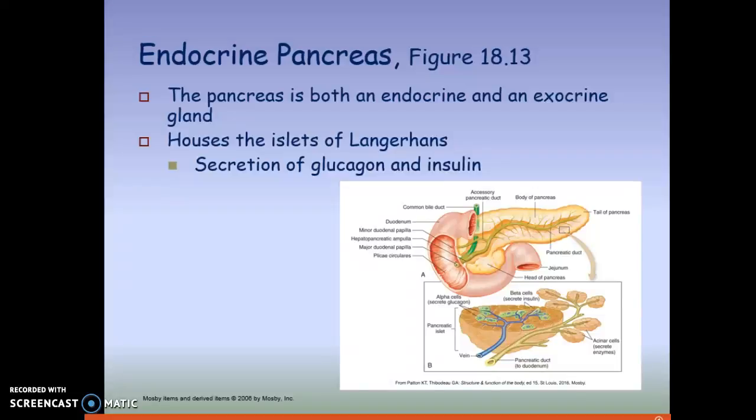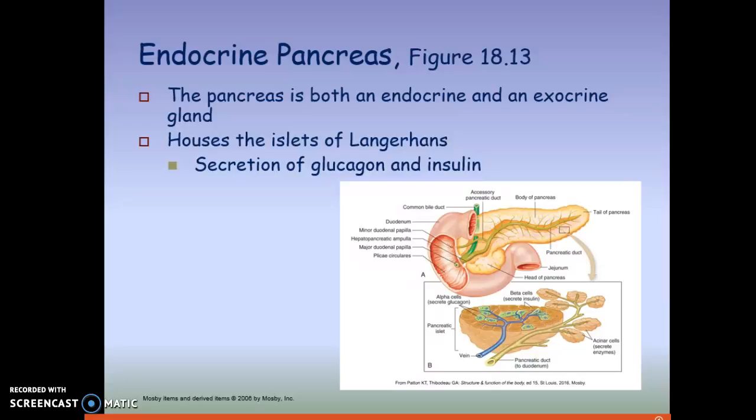Part 2 of Chapter 18. Here we're looking at the endocrine pancreas. And the pancreas is both an endocrine and an exocrine gland. By referring to it as an endocrine gland, it indicates that it is going to secrete a hormone of some sort. The exocrine component is that it secretes a digestive enzyme.